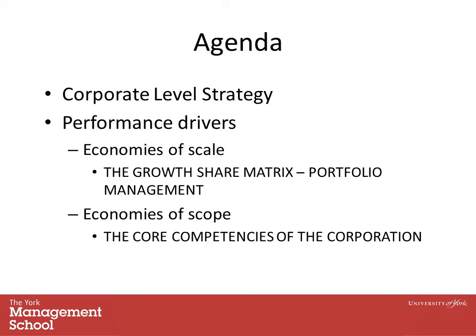So the agenda for this lecture, which will come in 4 parts, we'll look at corporate level strategy, what it is. We've already had some discussion of that. We'll look at performance drivers, and the main ones we'll look at are economies of scale, the growth share matrix, portfolio management. This is the Boston Consulting Group matrix. And we'll look at economies of scope. This will lead us to consider things about the core competences of the corporation and why a company should like to concentrate on certain core competences and how it can build on those core competences to develop itself and to grow.